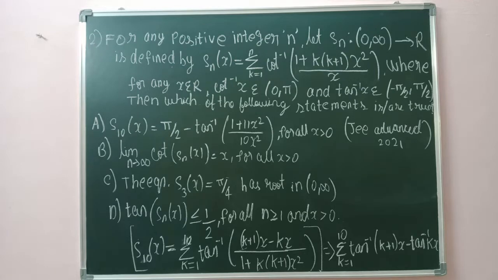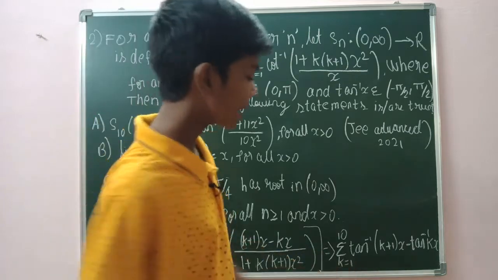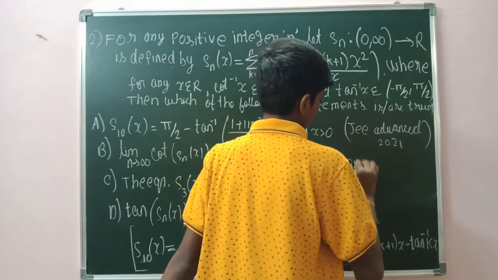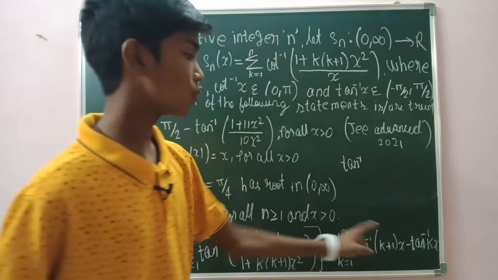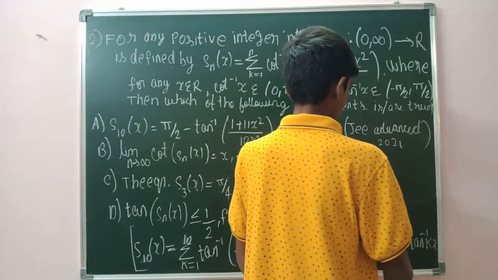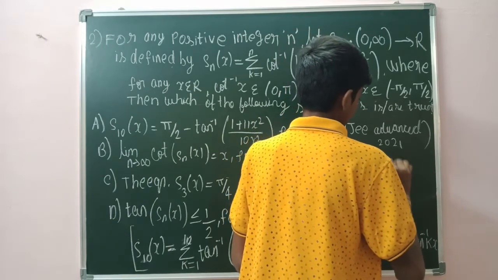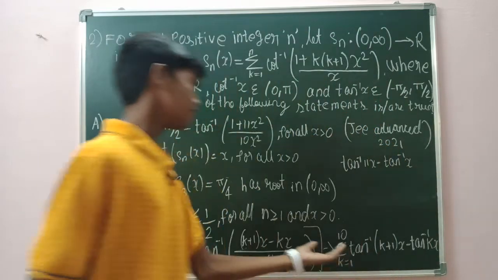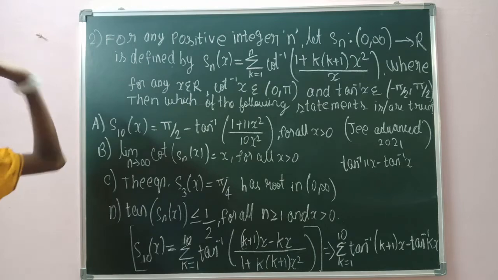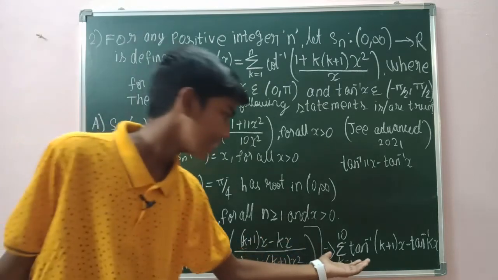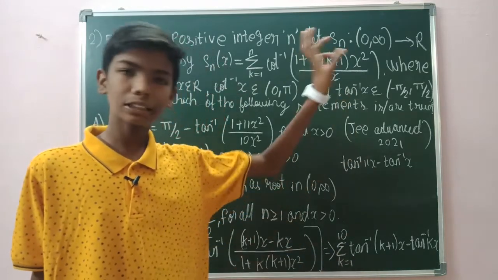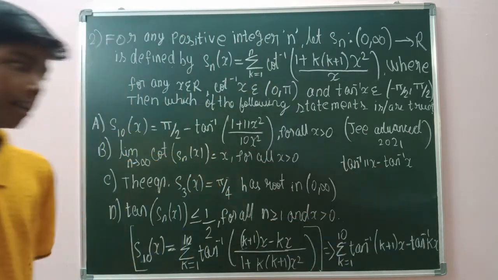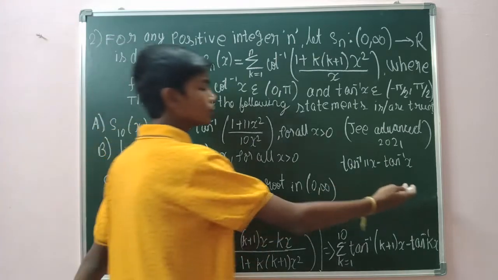So as the summation is from k equals 1 to 10, I can write this value as tan inverse of (k plus 1)x minus tan inverse of kx. Just solve it, people. I can't solve it here because it's a JEE Advanced question and I don't have space. Put k as 1, 2, 3, all the way up to 10. Most of the terms will get cancelled and you'll be left with these two terms, tan inverse of 11x minus tan inverse of x.